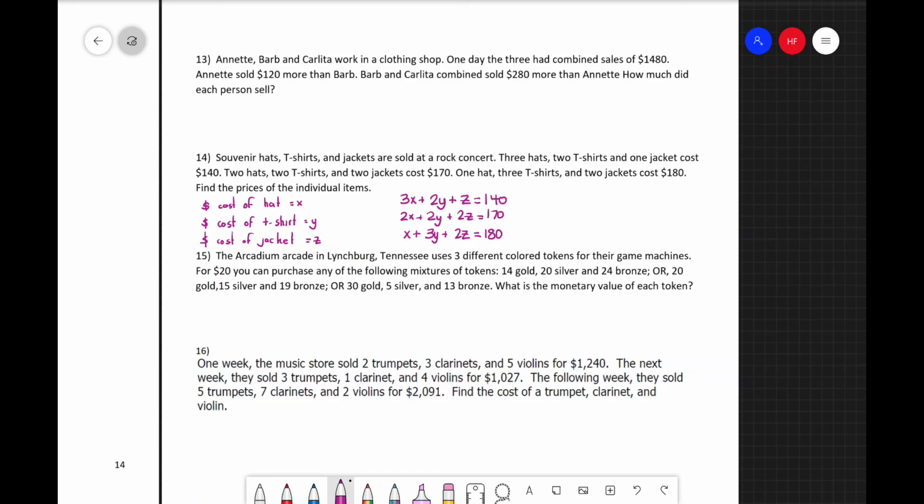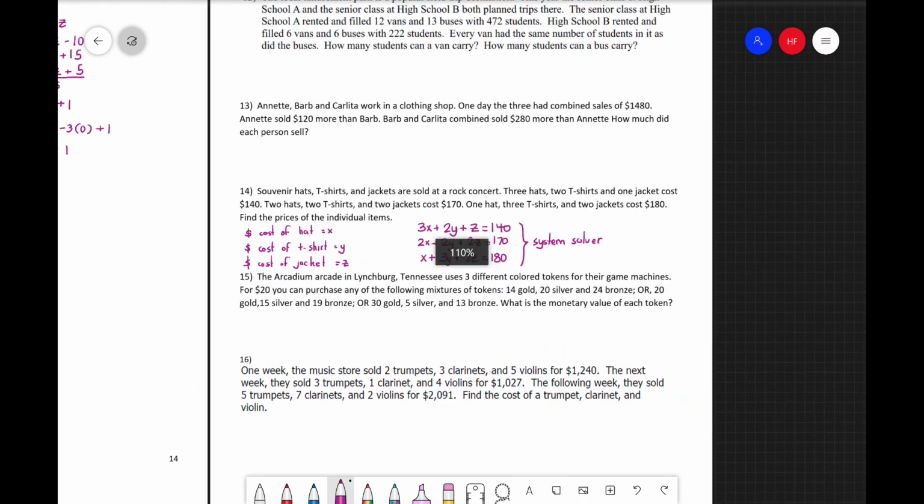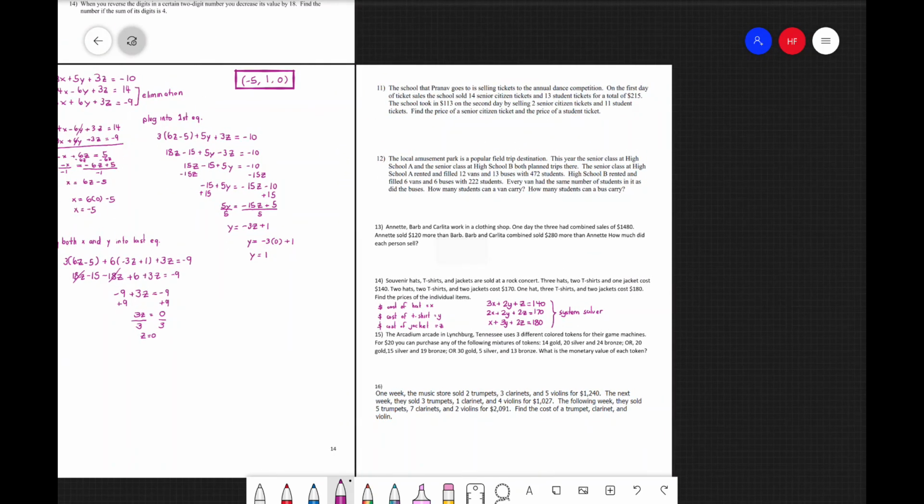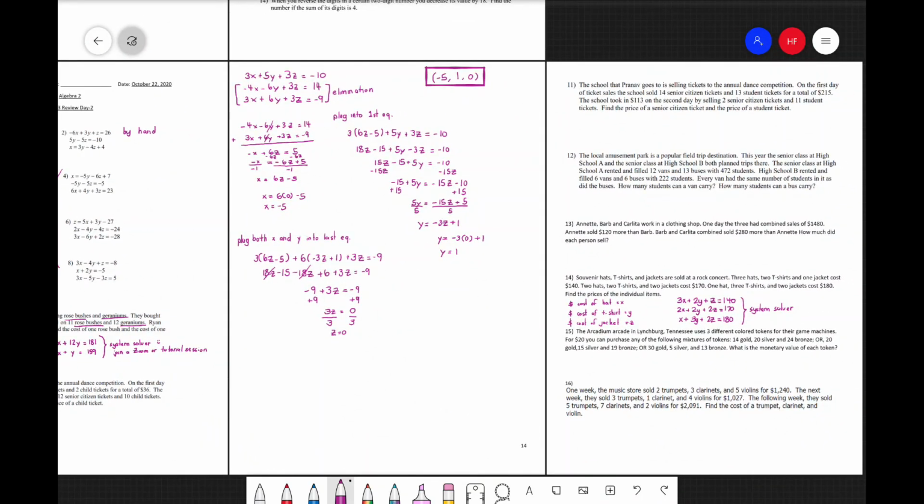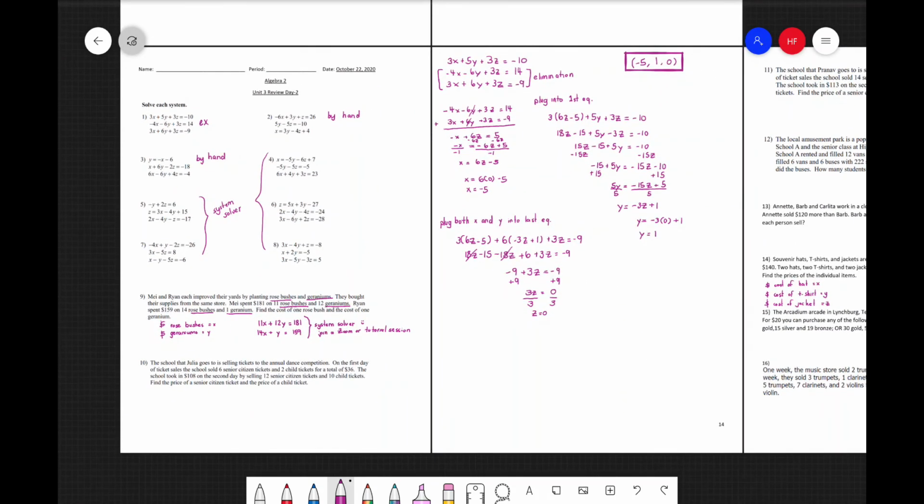So I have money plus money plus money is going to equal money. So make sure that your equations make sense. And then again, you would use a system solver to solve for all 3 variables so you can find the price of each individual item. So on these, I need you to set up the system on each of the word problems and then solve using a solver.